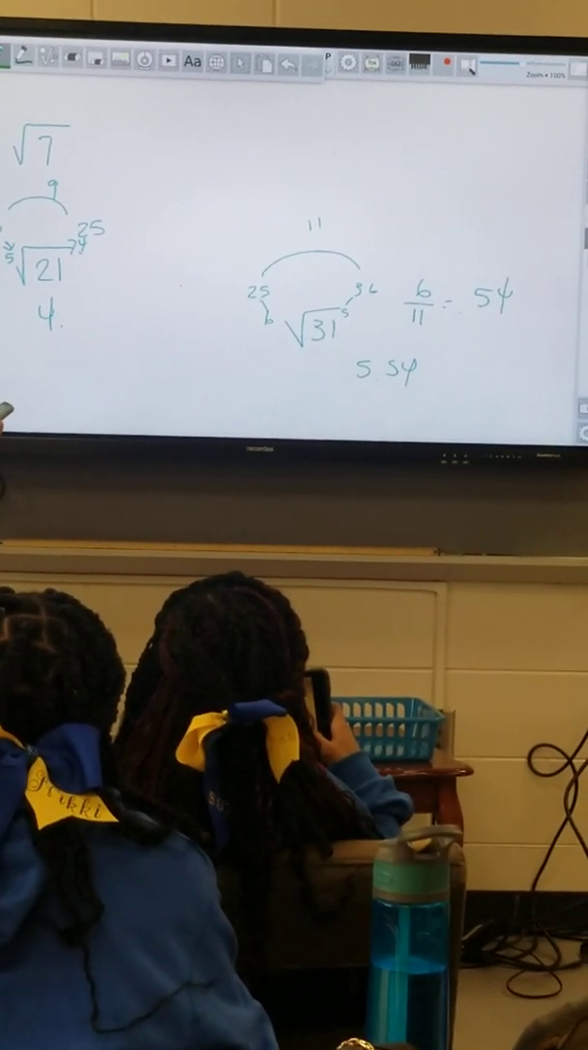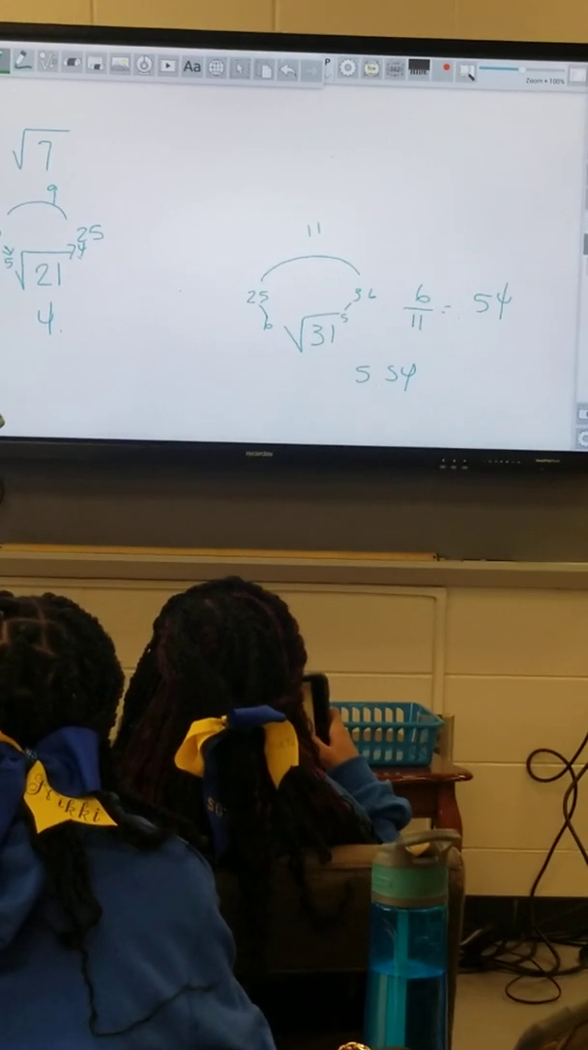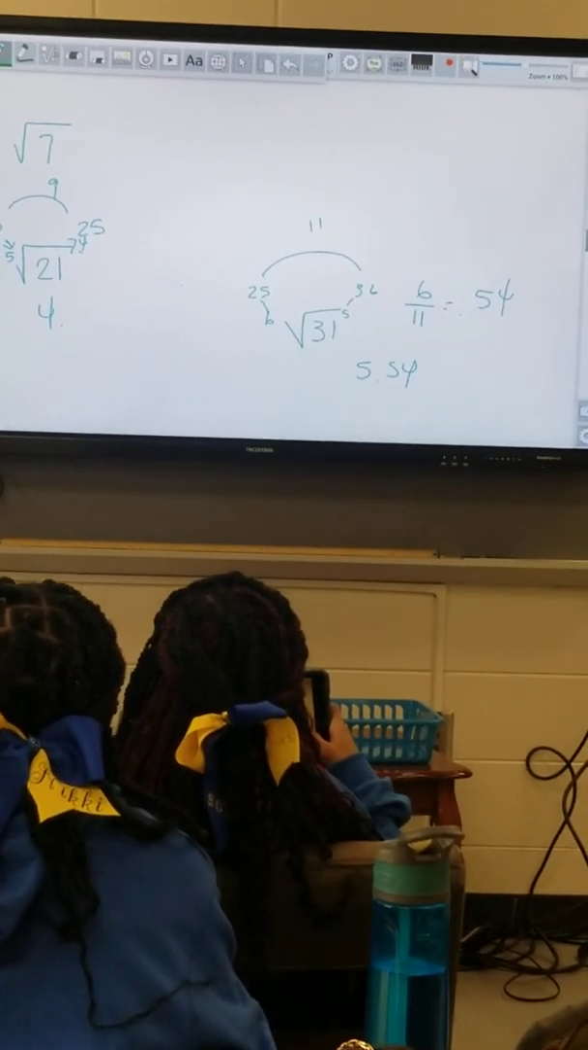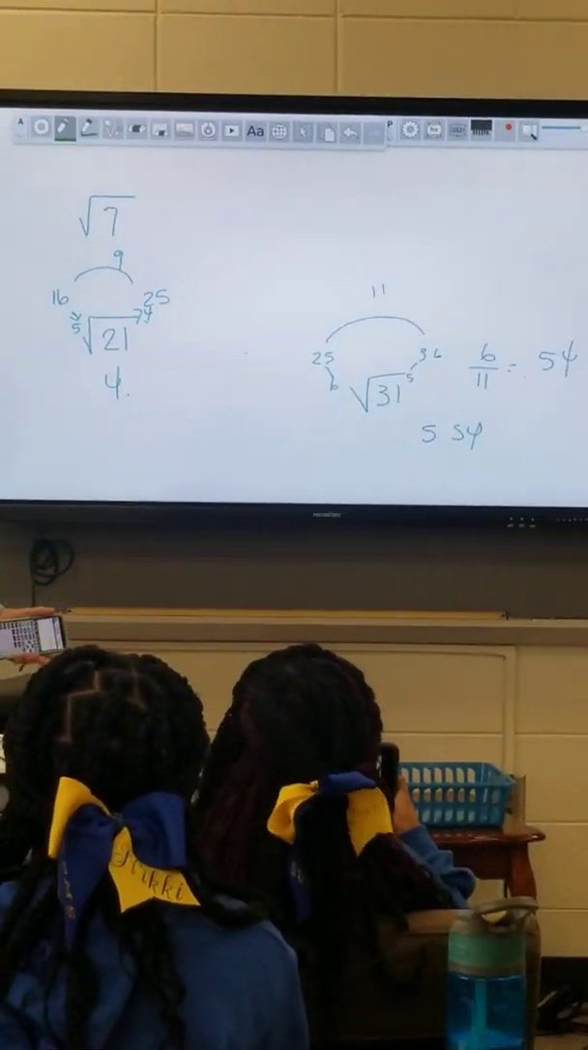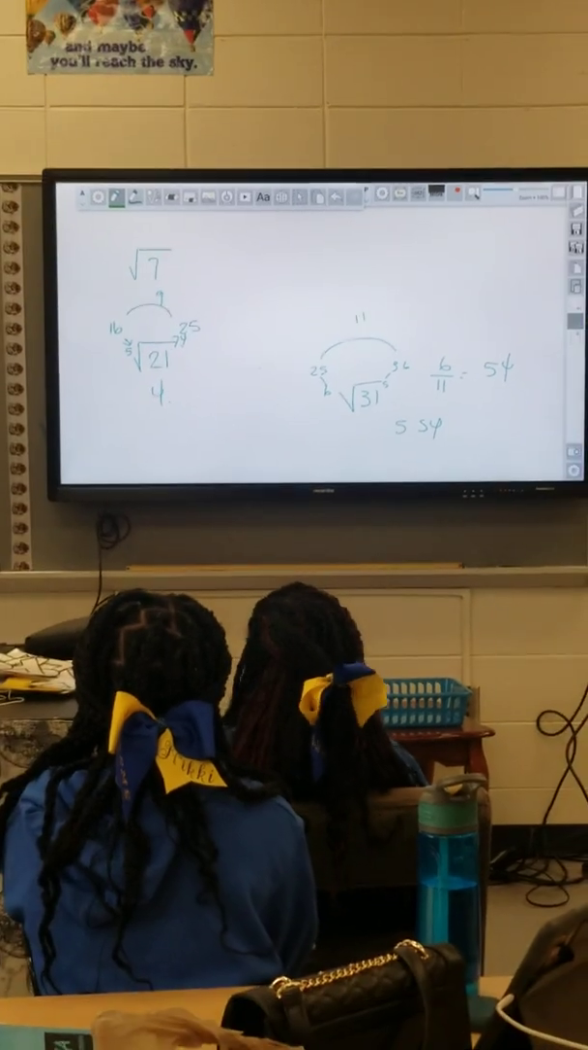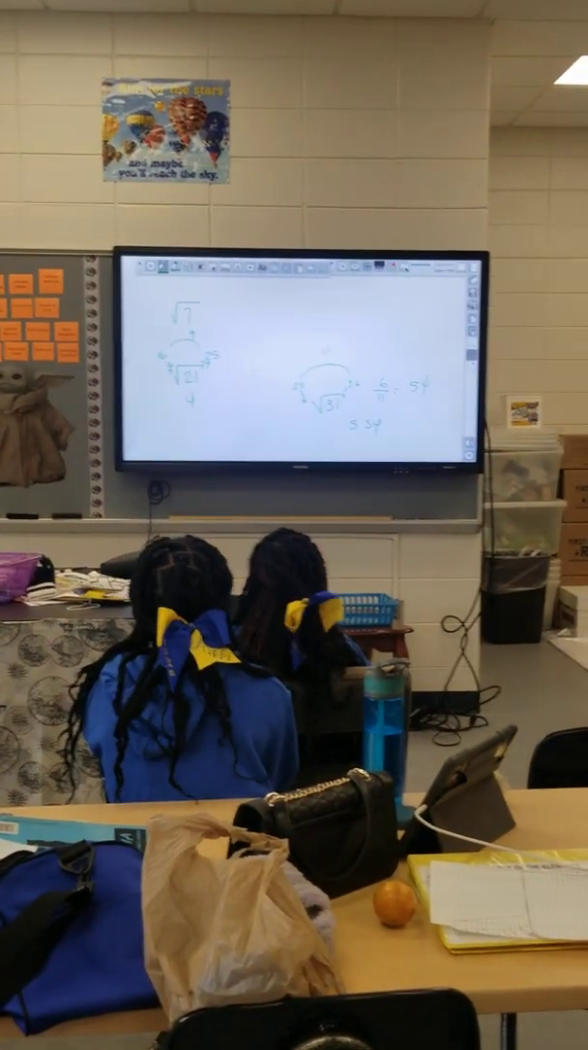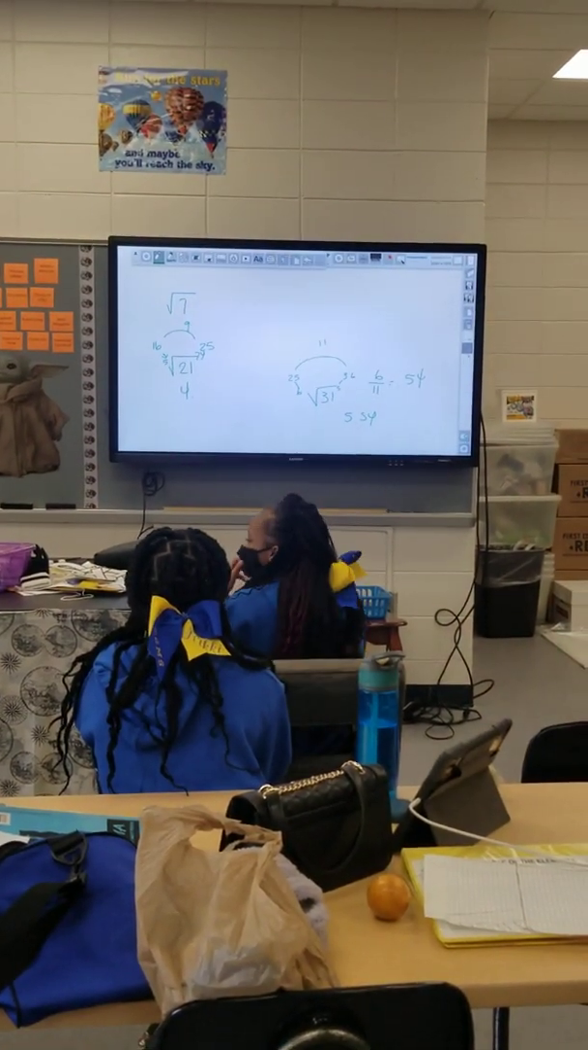So like 5 is what? 31 is closer to 36. So the square root is 5, and then you put the 0.54. What's the square root of 31? 5.567. Shoot me for 2 hundredths. Wow. Oh, okay. Okay, you guys try the 7.